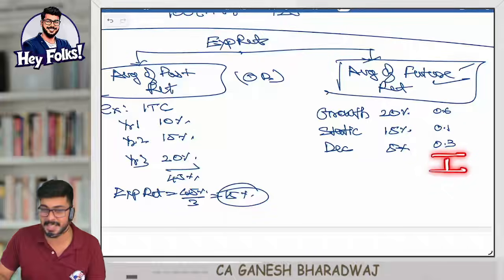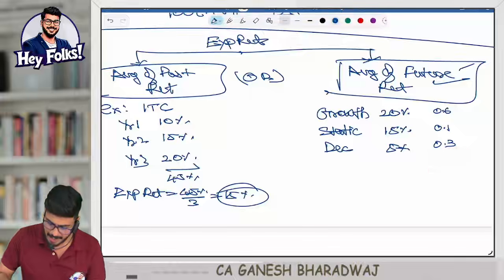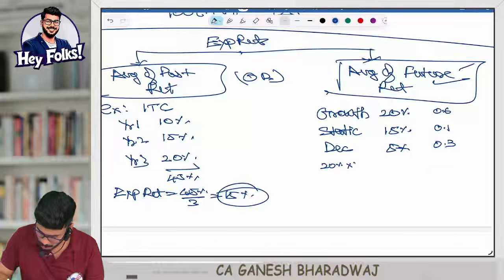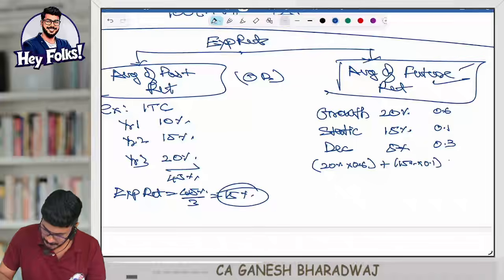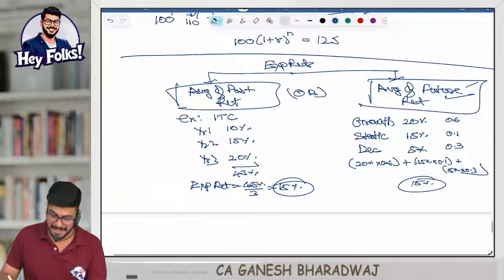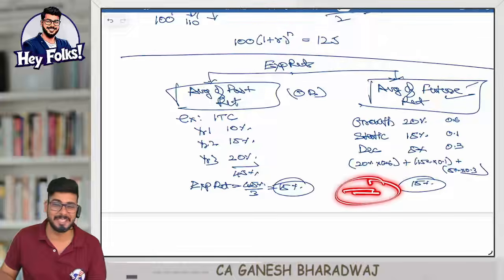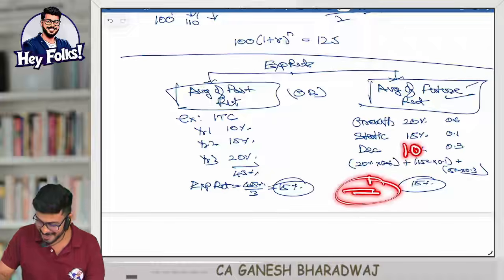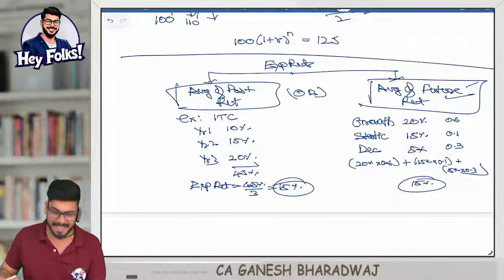Which means the next year, the return that you can expect is 20% into 0.6 plus 15% into 0.1 plus 5% into 0.3. Is that clear, guys? Can anyone help me with the figure? How much is that? Yes, 15% exactly. Here it is matching. Don't think it will always be equal. Coincidentally, it is matching. Had I taken 10, it would have been different. I just gave some random figures here.